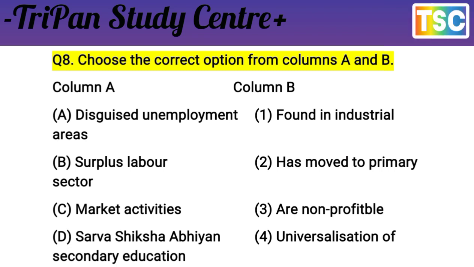Column A has unemployment area, surplus labor sector, market activities, and Sarv Shiksha Abhiyan. Column B has options: industrial, moved to the primary sector, non-profitable, and universalization of secondary education. You know that this question is very important from the exam point of view.